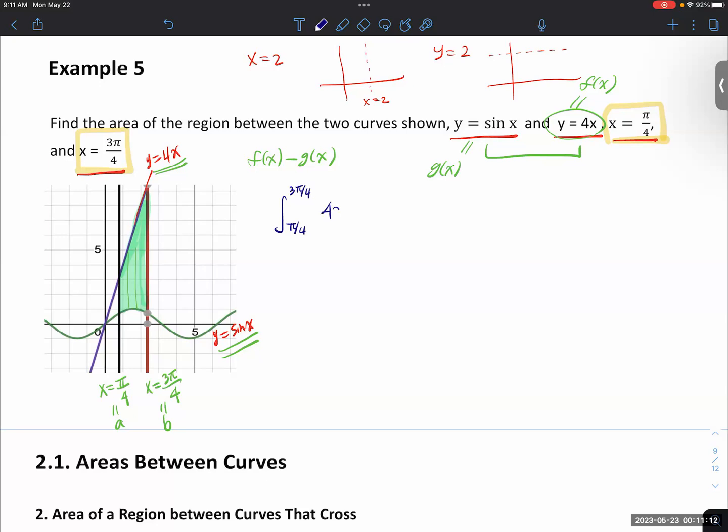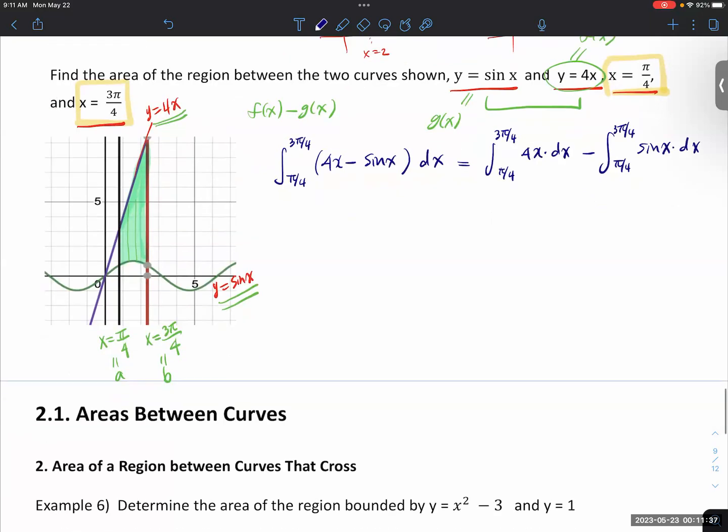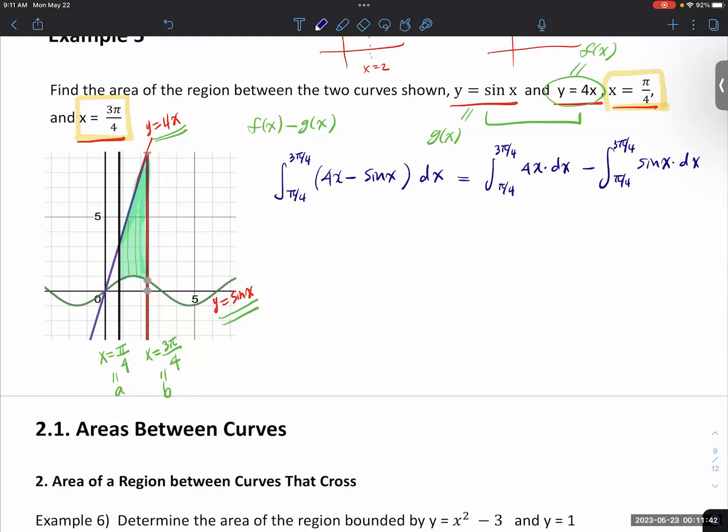f is 4x, and then g is sine x. We are subtracting that and taking the integral. It means the integral from pi over 4 to 3 pi over 4 of 4x dx minus the integral from pi over 4 to 3 pi over 4 of sine x dx. That's what we are doing. Are you following? So analyze what is given and which area we are looking for.